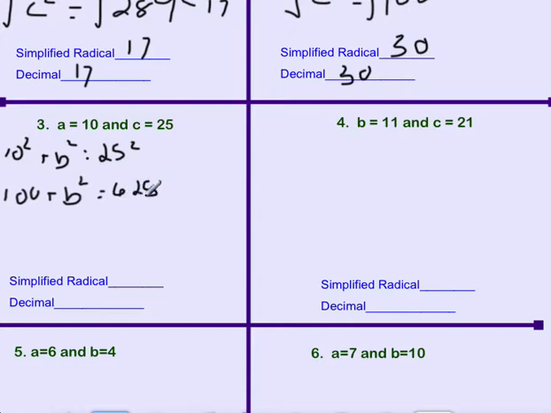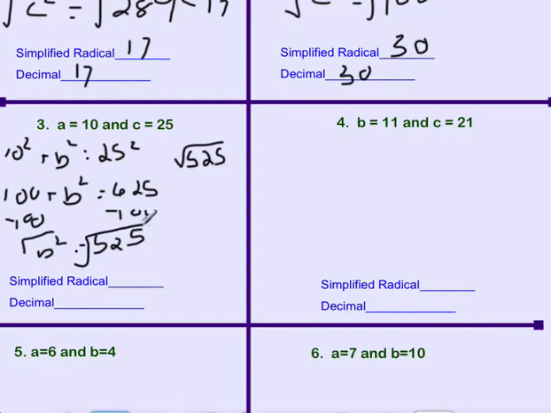So now I need to solve for B squared. I need to get that 100 over to the other side. So I'm going to subtract 100 from both sides, and I end up getting that b squared is equal to 525. Now I just happen to know that 525 is not a perfect square. So I need to take the square root of 525, because that's how we get just b. And I'm going to break down that radical.